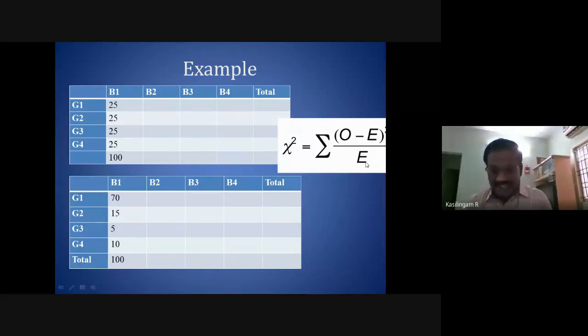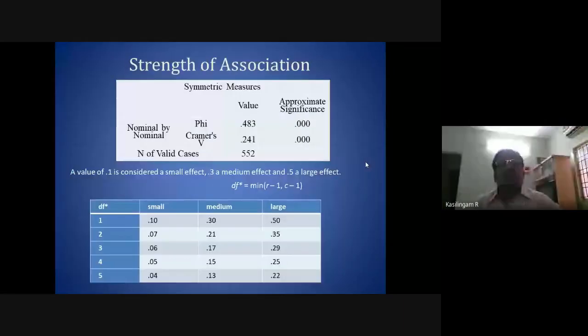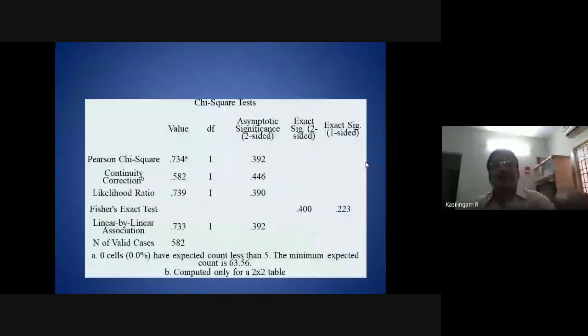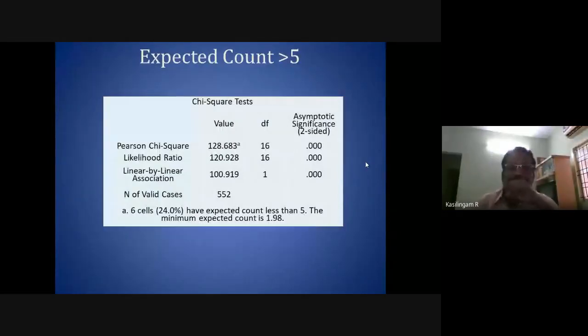To avoid that, they say if it is less than 5, please do not use it. That is what they say. So now the expected count should be more than 5.